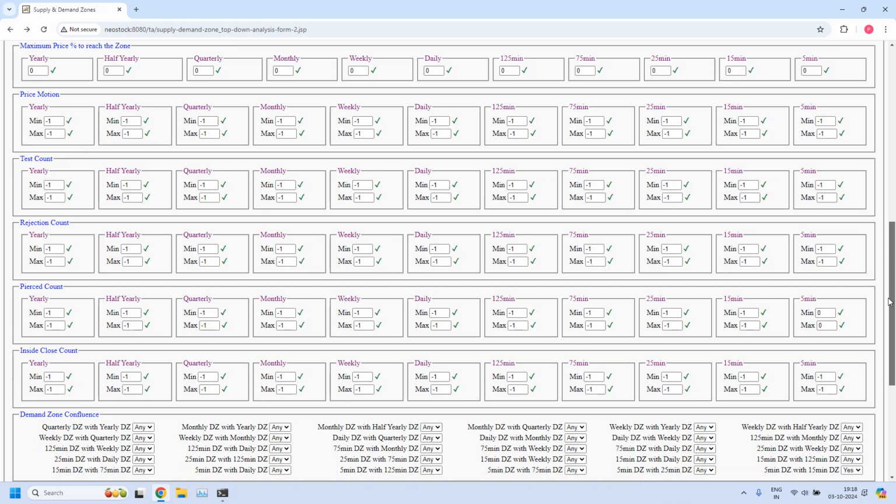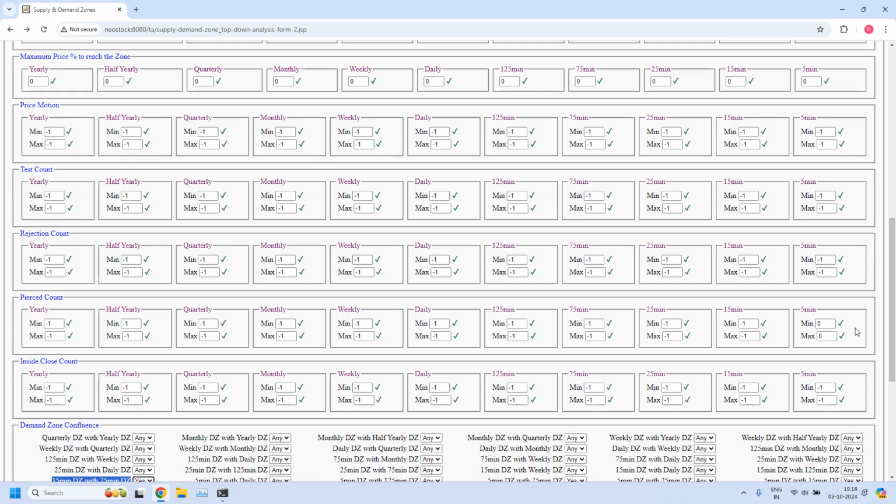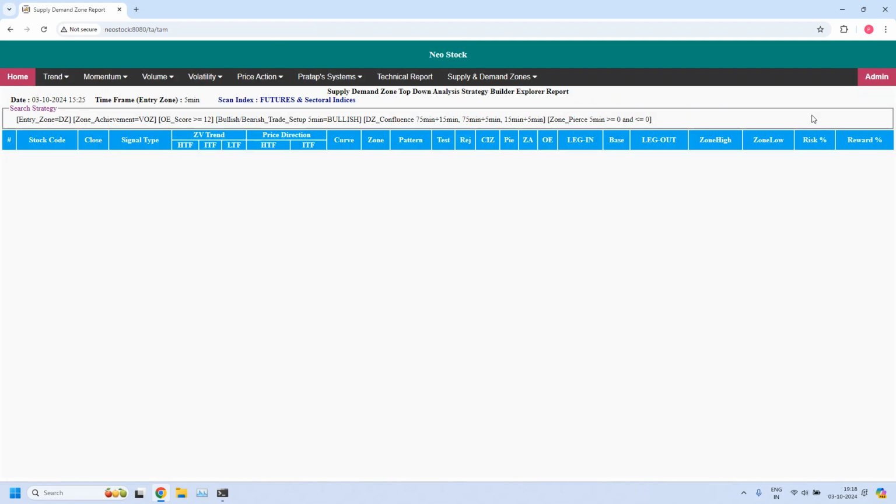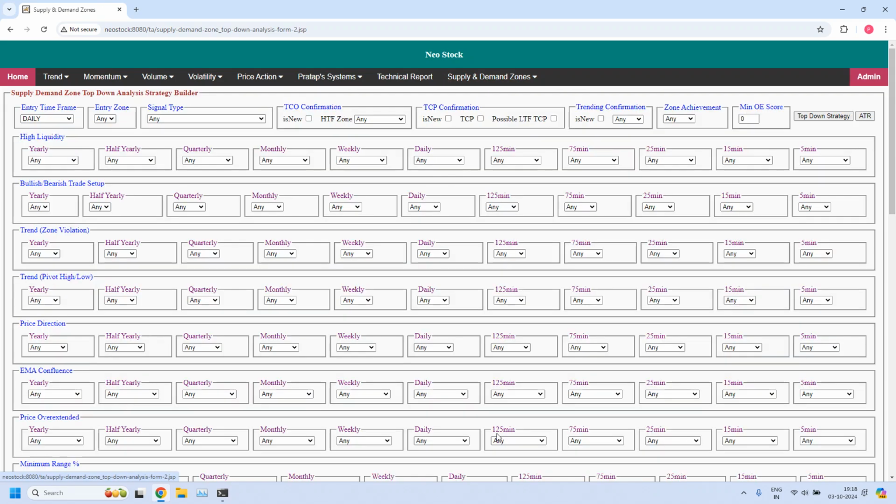So in the demand zone confluence, 5 minute and 15 is already enabled. Now I am enabling 5 minute demand zone with 75 minute demand zone confluence, and also 15 minute demand zone with 75 minute demand zone confluence. So with this LTF, ITF, HTF confluence, we didn't get any stocks. So none of these stocks are part of the 75 minute zone.